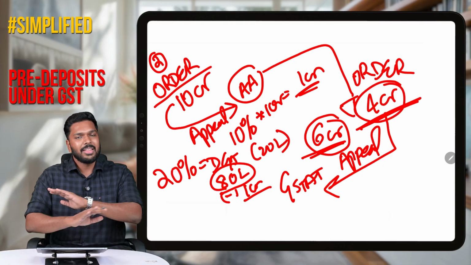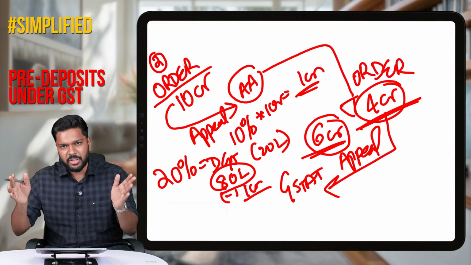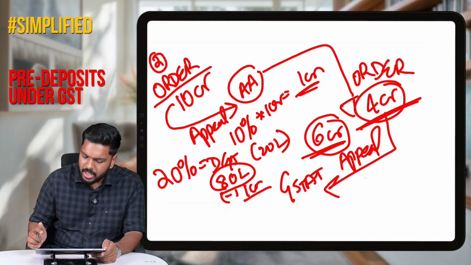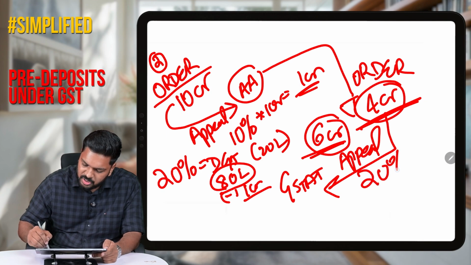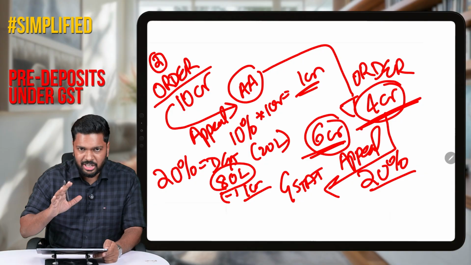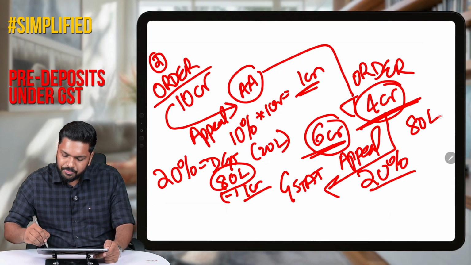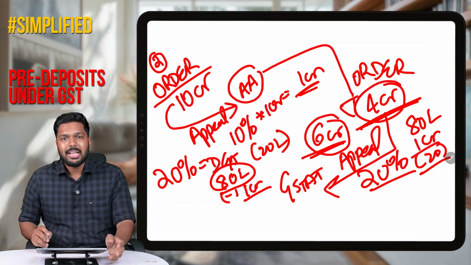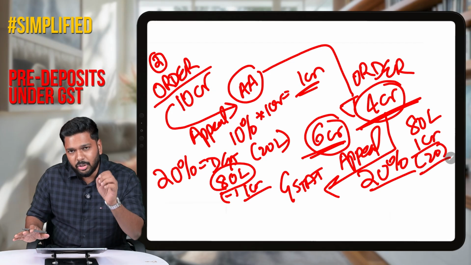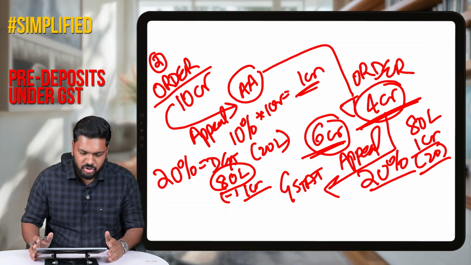In effect, there's no pre-deposit that you have to pay at the second level before you go to the GST Appellate Tribunal. So 20% of the disputed tax amount at the time when you're filing an appeal before the GST Appellate Tribunal, minus what you've already paid. In this case, 80 lakhs minus 1 crore, that is minus 20 lakhs, you end up paying nothing to the GST department before you file an appeal before the GST Appellate Tribunal.